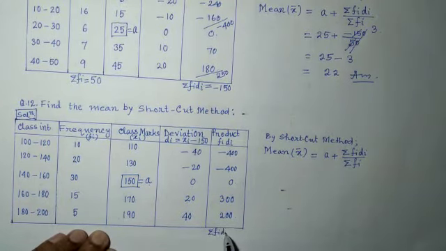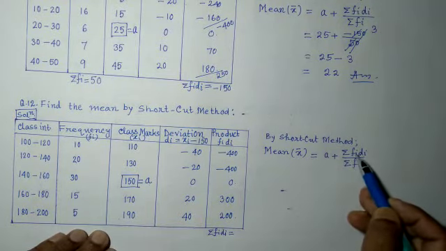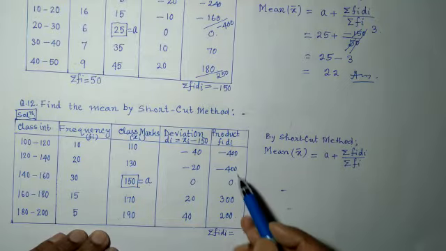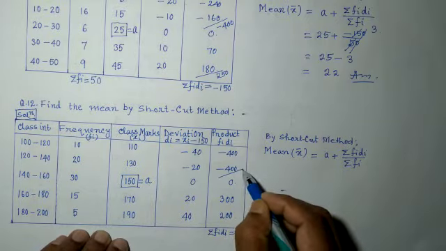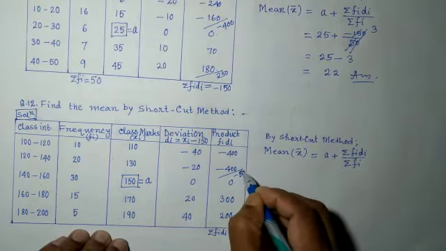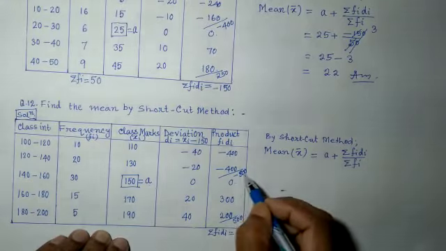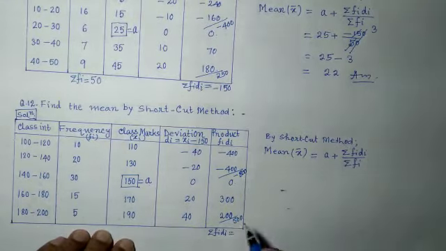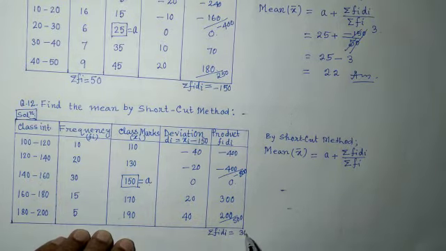So now we have to find sigma fi di. Look at the formula, shortcut method: mean x bar equals a plus sigma fi di by sigma fi. So we add all these to get sigma fi di. We will do the addition like this. Add these minus numbers, minus 400 and minus 400 is minus 800. And here the plus numbers, add, this is 500. Finally we subtract 500 from 800, it is 300, and the bigger number is minus, so it is minus 300.